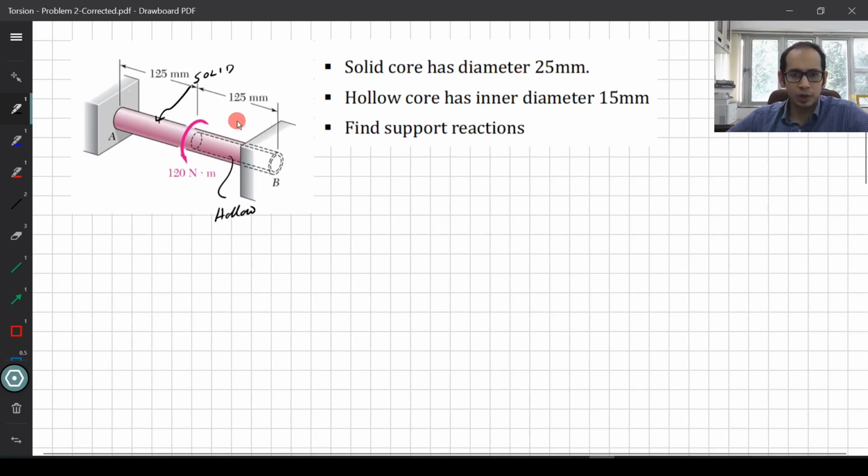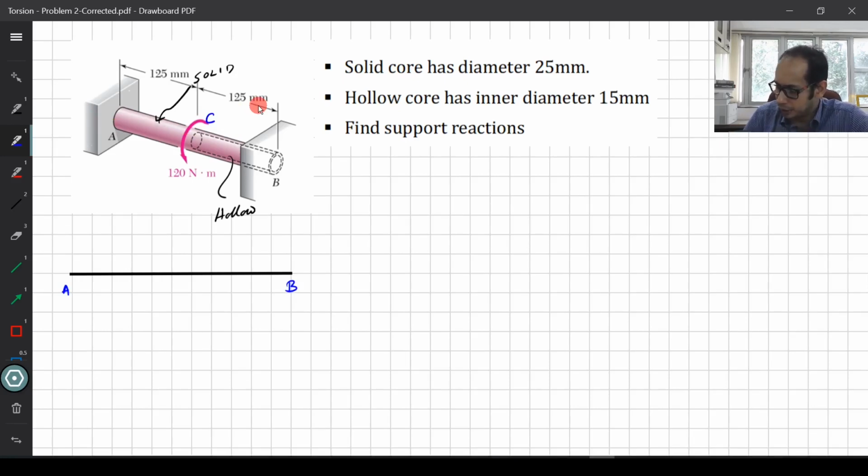So we are trying to find the support reactions. First let's go ahead and draw the free body diagram for this entire member. If I have to represent the member, maybe something like this over here, where this is my end A and this is my end B, and say the point at the center where my torque is being applied is this. So let me call this point C, right? So C is somewhere here in between.